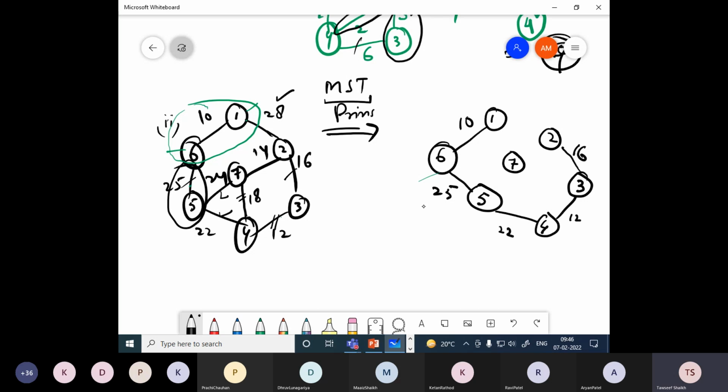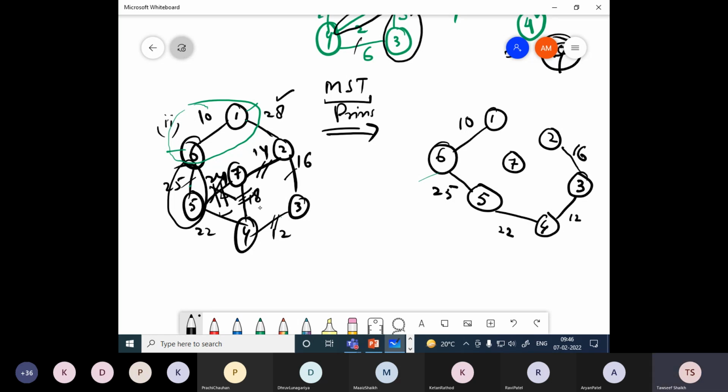We can reach 7 either from here, from here, or from here. If we go from 5 to 7, it will make a closed path. And MST does not allow a closed path, because MST stands for minimum spanning tree, which means the subgraph should be a tree. It should not be a closed path. So this is not an option.